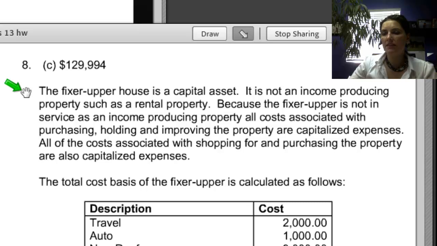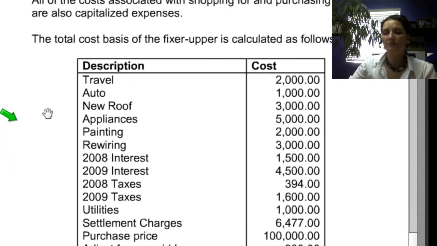The fixer-upper house is a capital asset. It is not an income-producing property such as a rental property. And because the fixer-upper is not in service as an income-producing property, all costs associated with purchasing, holding, and improving the property are capitalized expenses. All of the costs associated with shopping for and purchasing the property are also capitalized expenses. And the total cost basis of the fixer-upper is calculated as follows.